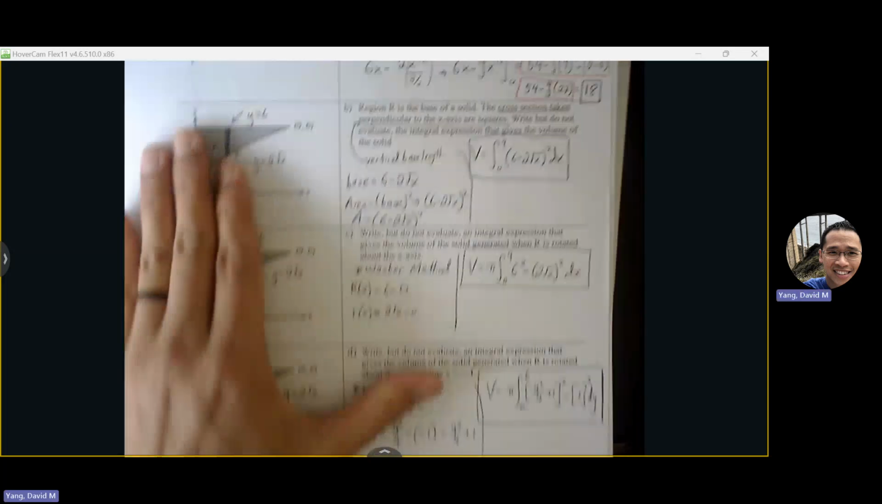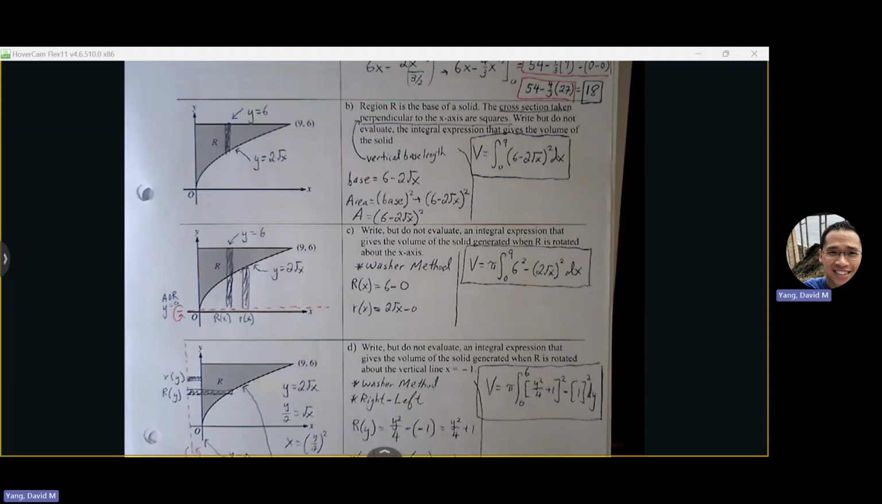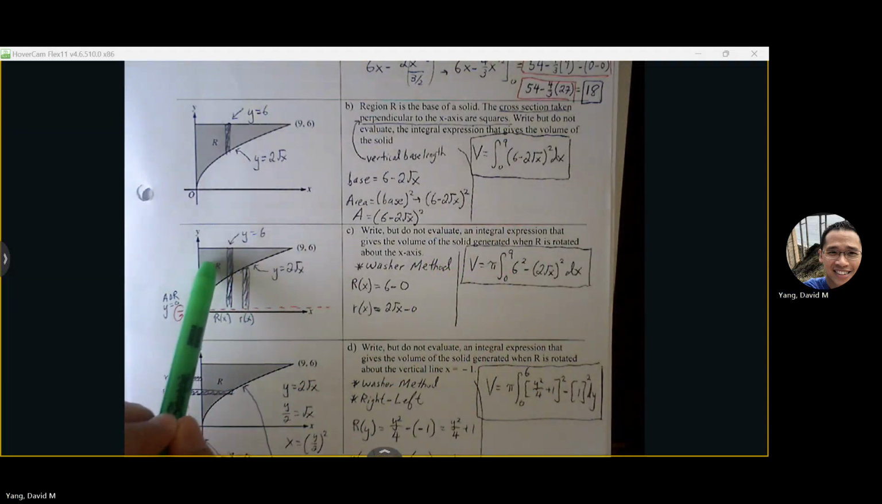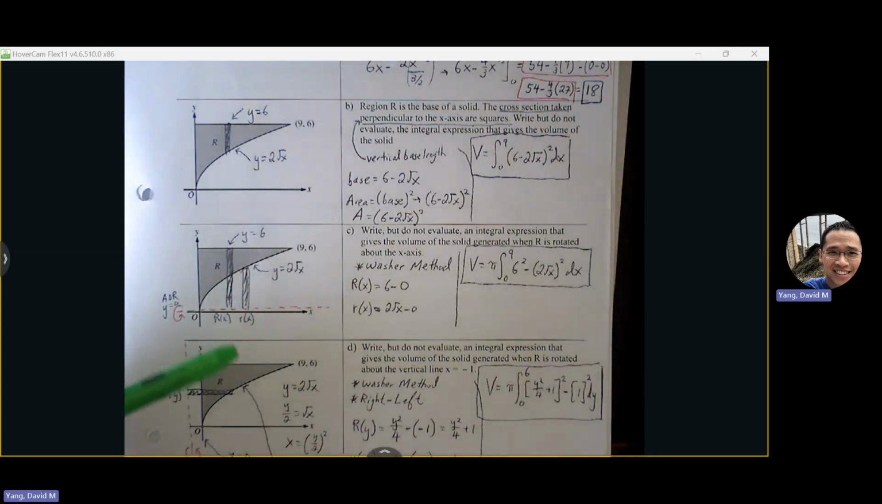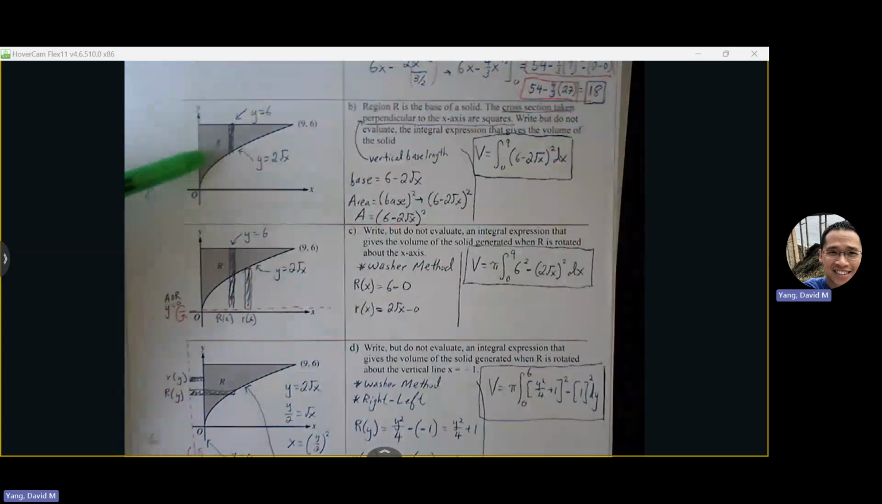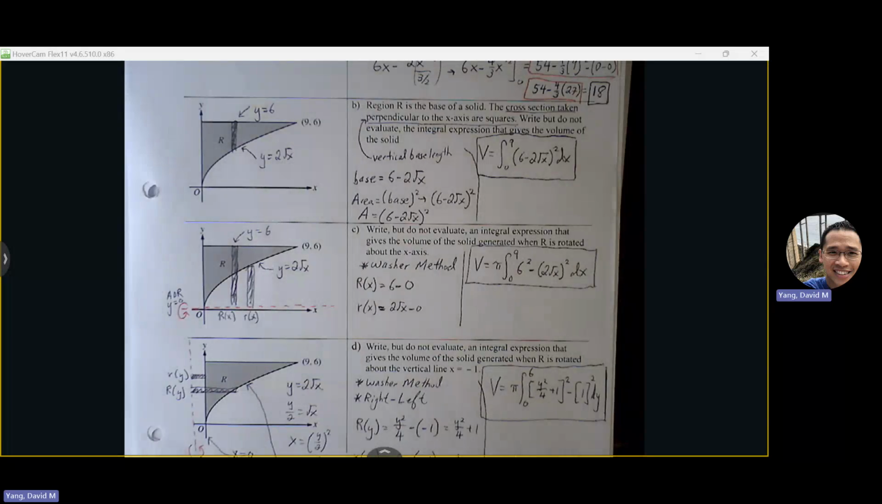Now, part C, write but do not evaluate an integral expression where our region R is rotated about the x-axis. Only if you see the word rotation are you going to be dealing with disc or washer method. Okay? Otherwise, if it's volume with cross-section, there's no rotation. You're just building your base length. So in this case, this is going to be washer method, because if we look at our dotted line, there's an obvious gap between the dotted line and the axis and the shaded region.